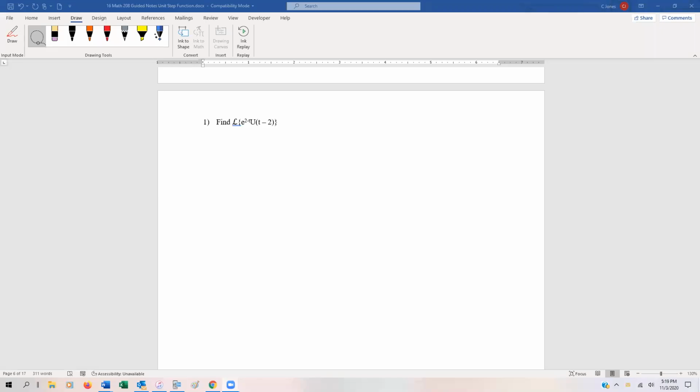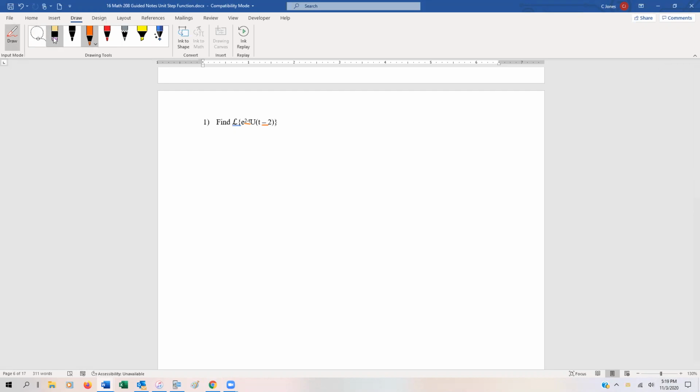So we're going to start taking a look at how to take the Laplace transform of any sort of function that might have the unit step function incorporated into it. So this first one that we have is the Laplace transform of e to the 2 minus t times the unit step function of t minus 2. The goal is to be able to make the interior and the interior functions look the same.